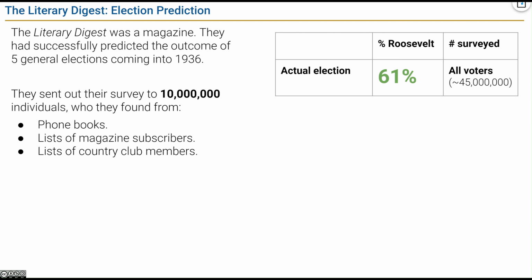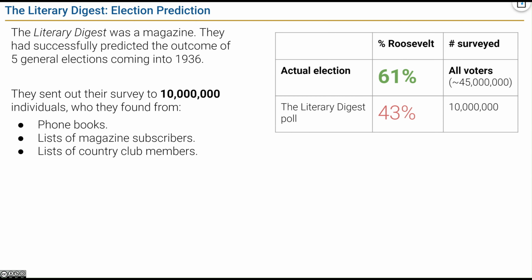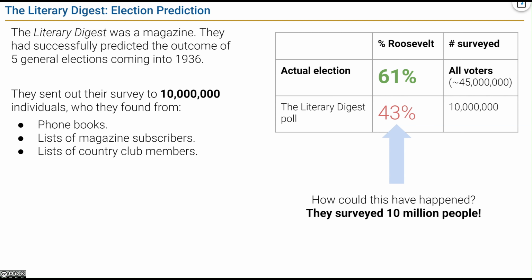So here's what happened in the actual election. Roosevelt ended up winning with 61% of the vote. But here is what the Literary Digest poll had predicted. They were way off. Not only were they wrong in predicting who was going to win, but they were off by a lot. And the question is, how could this have happened? They surveyed a huge number of people.